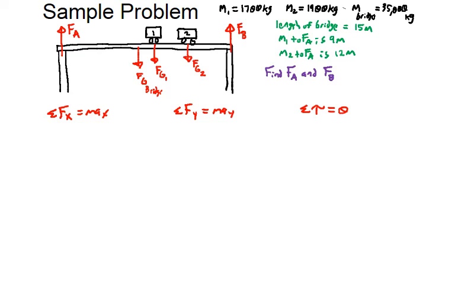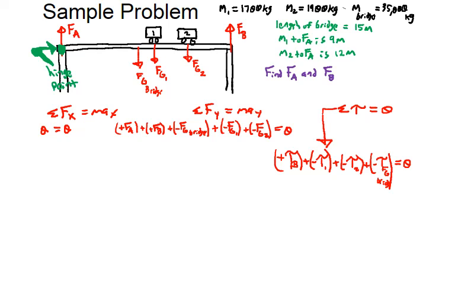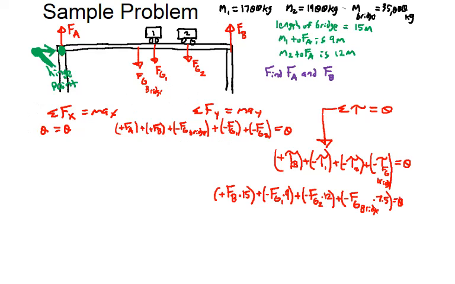Okay. So in the X, there are no forces. In the Y direction, we have the positive FA plus the positive FB plus the negative force of gravity of the bridge plus the negative force of gravity of car 1 and car 2. And then the torques: the bridge, the force of gravity 1 and force of gravity 2 are all negative torques, clockwise, and then FB of the beam is going to be the only positive torque, and that'll all add up to be 0.